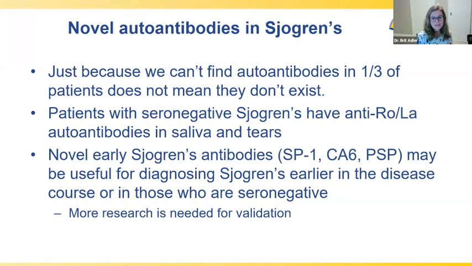And recently, there's been a discovery of some novel Sjögren's antibodies targeting salivary gland protein 1, carbonic anhydrase 6, and parotid secretory protein. There's now a commercially available panel for these that you can get checked. These antibodies may be useful for diagnosing Sjögren's earlier in the disease, and they sometimes are present in patients who don't have Ro and La antibodies. So they may have some value, but a lot more research is really needed to validate these antibodies and understand when they're clinically useful.